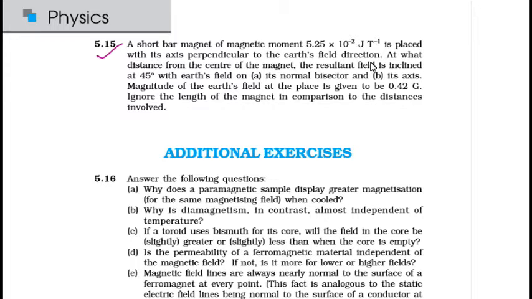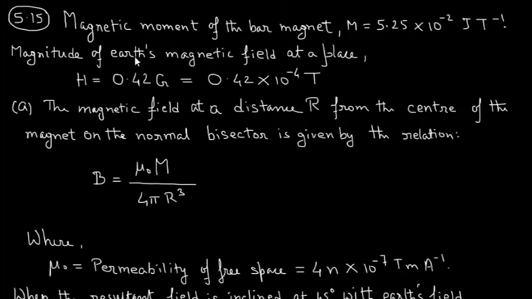Let us see the solution. Magnetic moment of the bar magnet M is equal to 5.25 multiplied by 10 to the power minus 2 joule per Tesla. Magnitude of Earth's magnetic field at the place H is equal to 0.42 G, which is equal to 0.42 multiplied by 10 to the power minus 4 Tesla. A. The magnetic field at a distance r from the center of the magnet on the normal bisector is given by the relation B is equal to mu naught M upon 4 pi r cube.